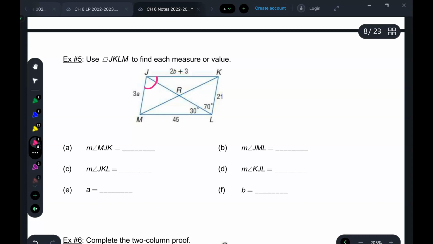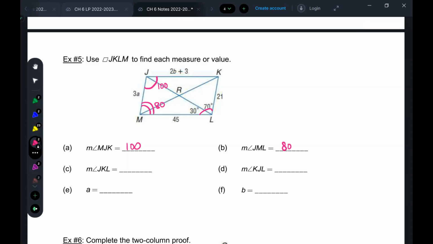MJK up here has to be congruent to what? MLK, which is 100, a combination of 30 and 70, so that's got to be 100. So we know this whole thing is 100. JML, that's this angle. It's got to be 80 because consecutive angles have to be supplementary.